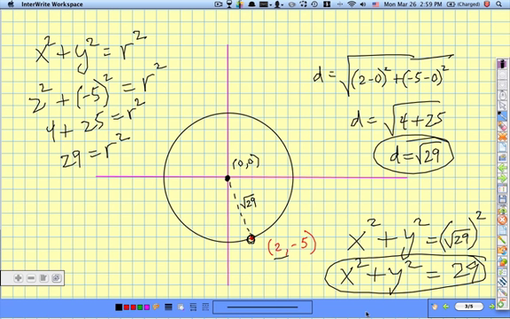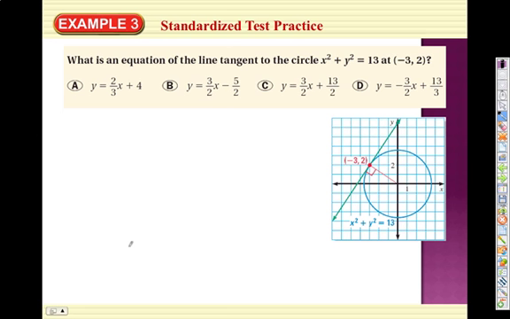So that's how you find the equation of a circle, just given a point on that circle. Basically just put that point into the equation up here, and you'll find your r, or your r squared, and you can put it back in the formula. So this is what they wanted. They said find an equation of the line, or I'm sorry, of the circle. There it is.